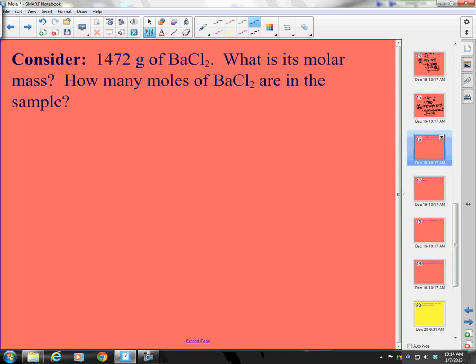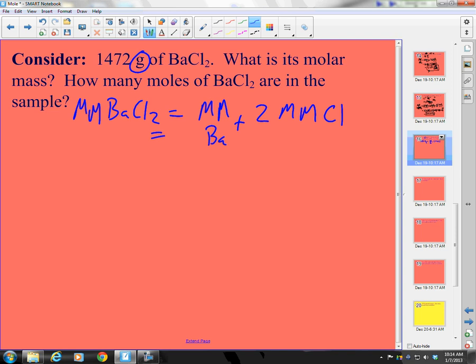And let us consider this. I have 1,472 grams of barium chloride. What is the molar mass of barium chloride? How many moles of barium chloride are there? So we have barium chloride, and the molar mass of barium chloride is going to be 1 times the molar mass of barium plus 2 times the molar mass of chlorine. And so when we looked that up, what did we say?